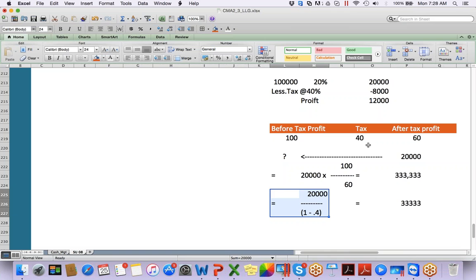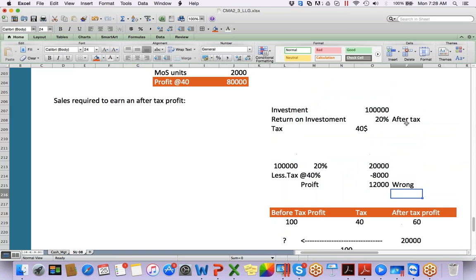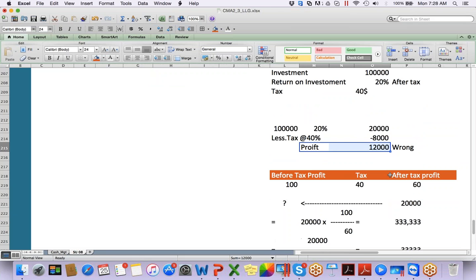What profit you want? 20,000. What is the tax rate? 0.4. Then you use this one. So this is wrong here. Wrong here. Why? Because I asked you after tax profit, but you gave me before tax profit. When I calculate after tax profit, it is 20,000.